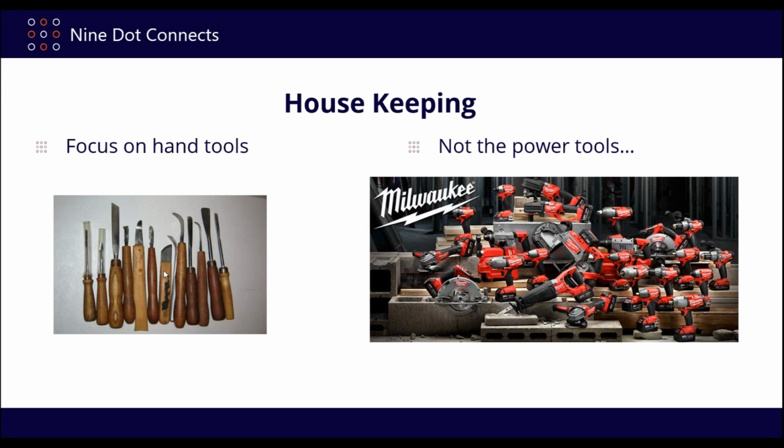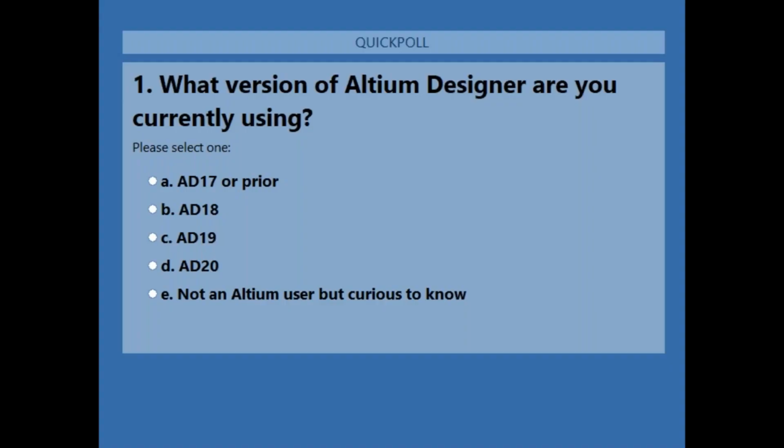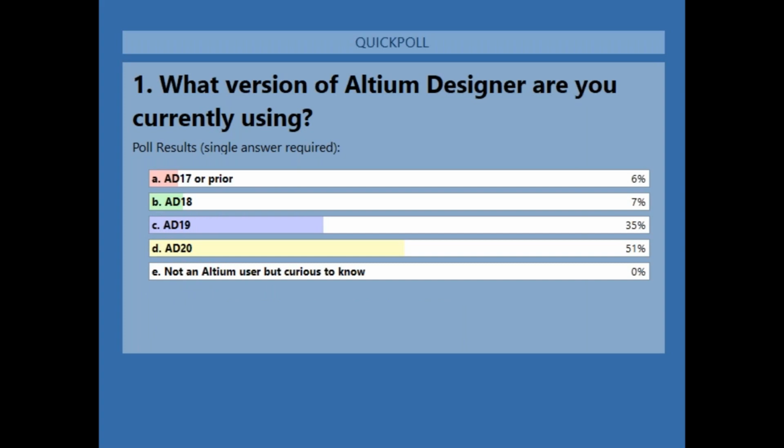Now, before we get into this, I do have a polling question for you. I'd like to know what Altium Designer version you are using. So we're going to get that poll opened right now. All right, so we've closed the poll. Wow, over 50% of you have moved over to Altium Designer 20, and 19 still has a good representation. And then there's about 13% of you who are using 18 and prior.